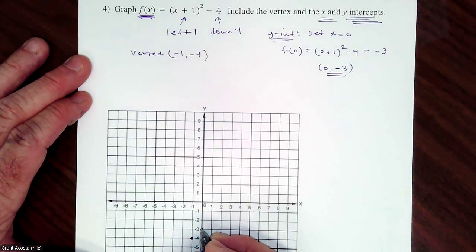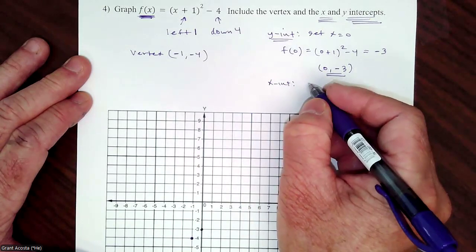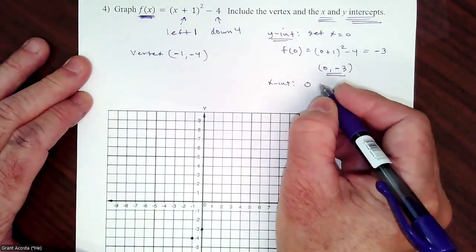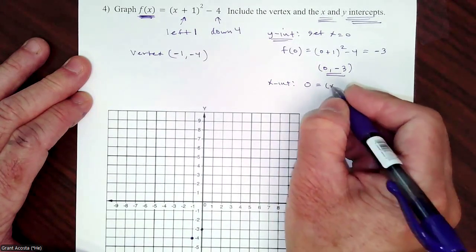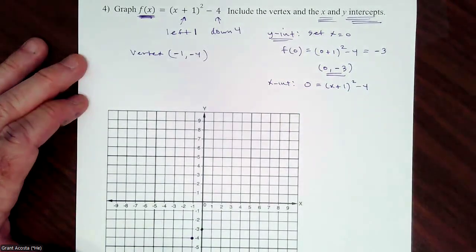0, negative 3 right there. Now my x-intercept, I always want to set y equal to 0. And since f of x is the same thing as y, I'm going to be setting 0 equals x plus 1 squared minus 4.